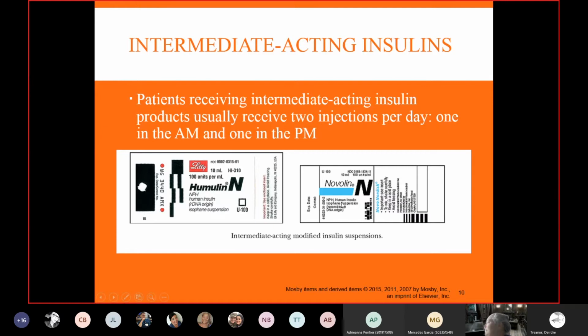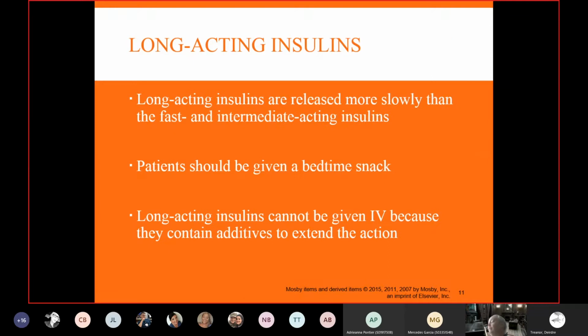Now notice on here, you see this one says human insulin, and this one also says human insulin. Not all insulins are human. They're not all made from human hormones, or in this case, our DNA. Some of them are made from pork, or those kinds of things. So that's kind of important to take into account if you have a patient of particular religious affiliations.